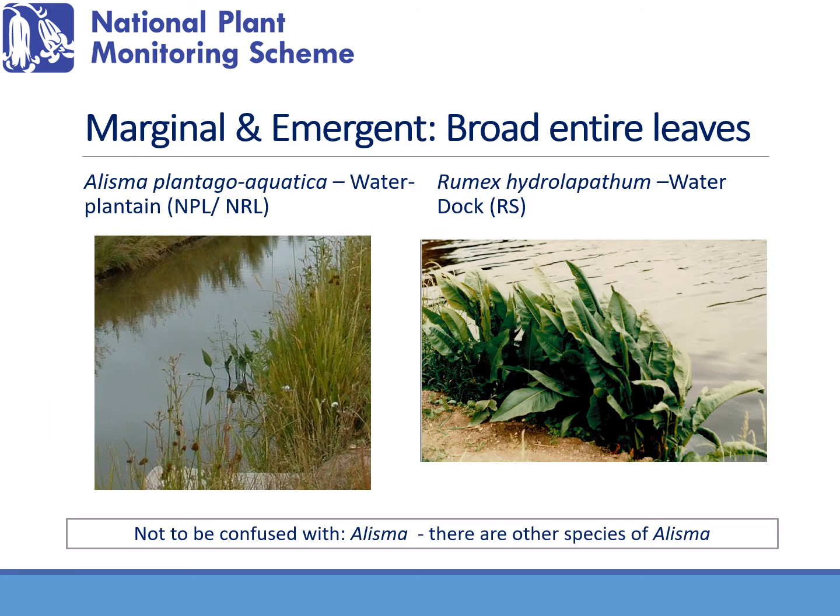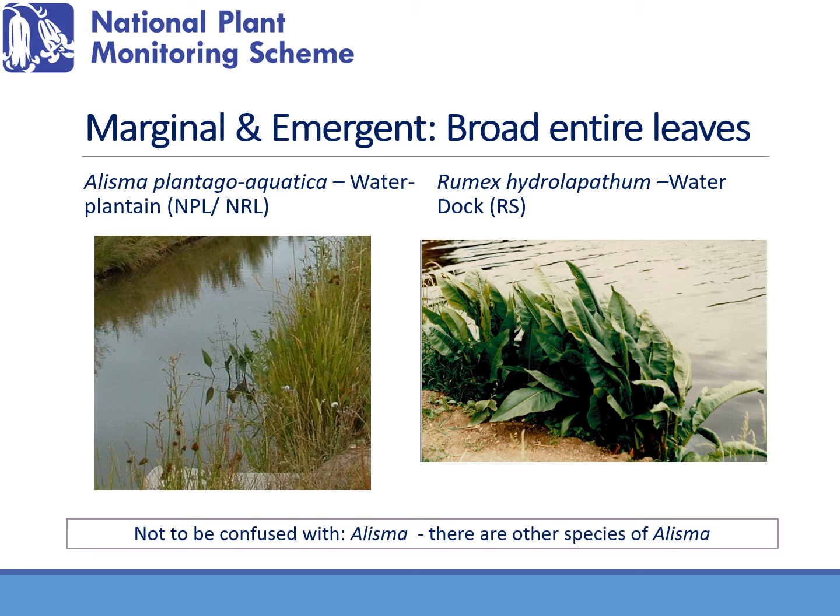So starting off with those broadleaf species, we have the water plantain, Alisma plantago-aquatica, on the left-hand side, and Rumex is on the right-hand side, and both have very broad, erect leaves which arise from the base of the plant, but they're very different in size to each other.